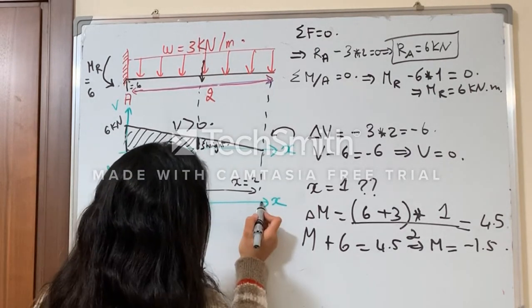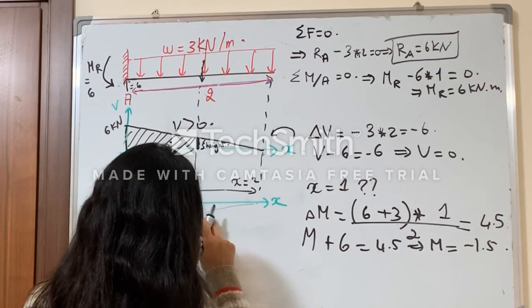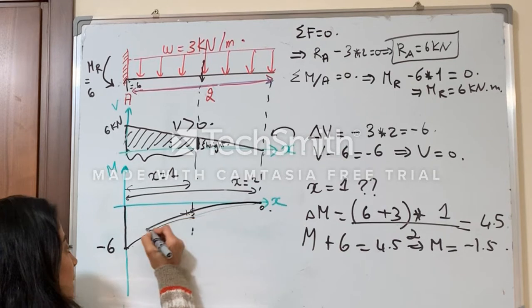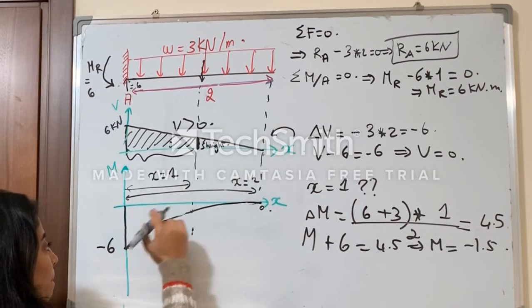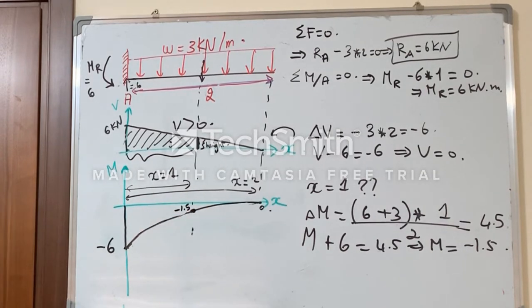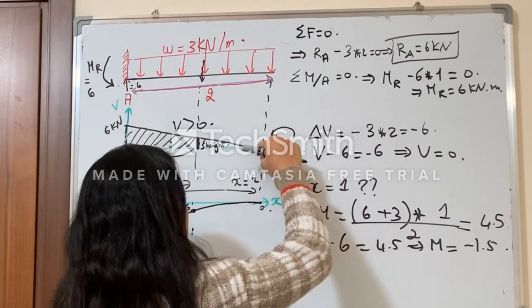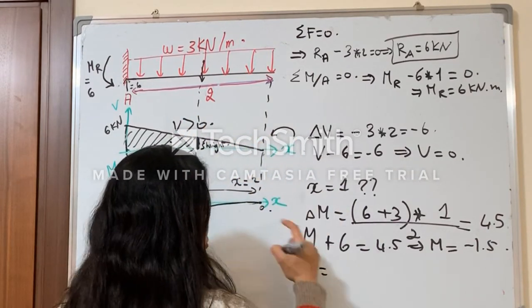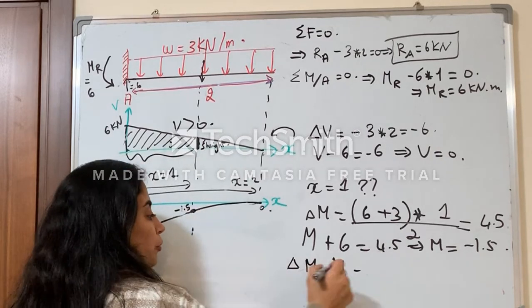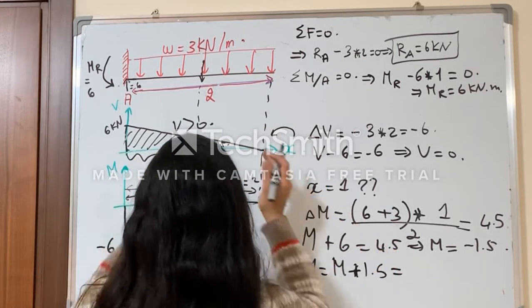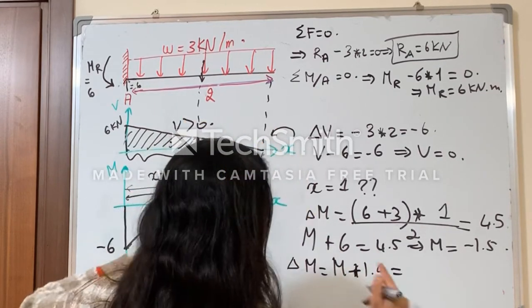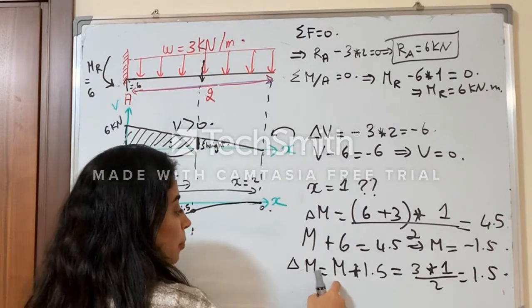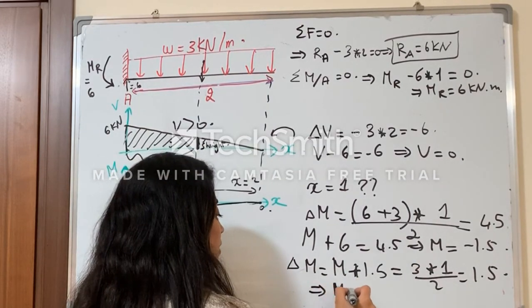In order, guys, to make sure that this M is equal to 0 at the point where x is equal to 2, I should find delta M here. You can find this delta M, and it will be equal to this area. So delta M, which is M current minus minus 1.5, which is plus 1.5, is equal to this area, which is 3 times 1 over 2, 1.5. Then delta M plus 1.5 is equal to 1.5, and this means that M is equal to 0.